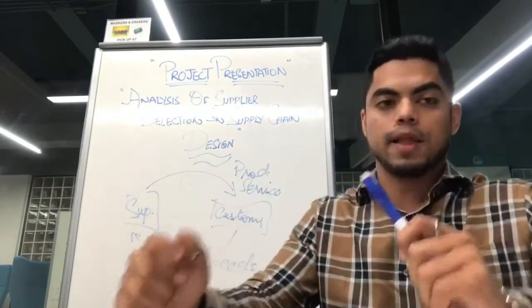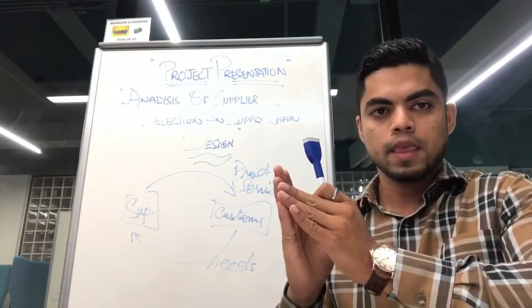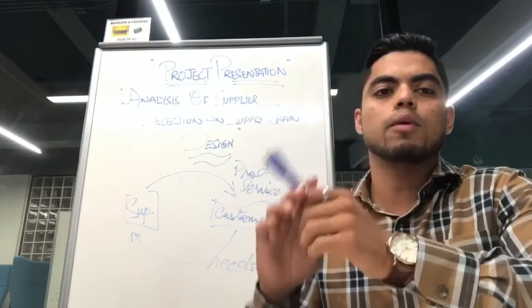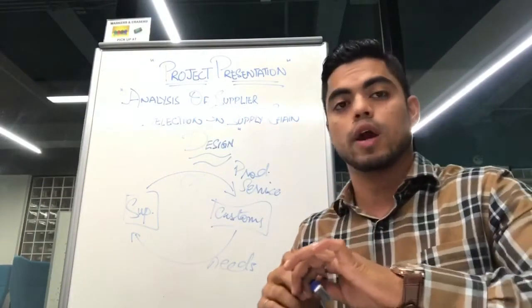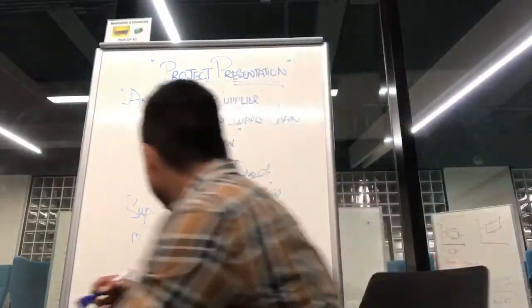Identifying suitable suppliers. Once the scorecard is ready, we open the bid where different suppliers can bid for the material supply as required. I'm going to show you by the diagram how it's going to work.